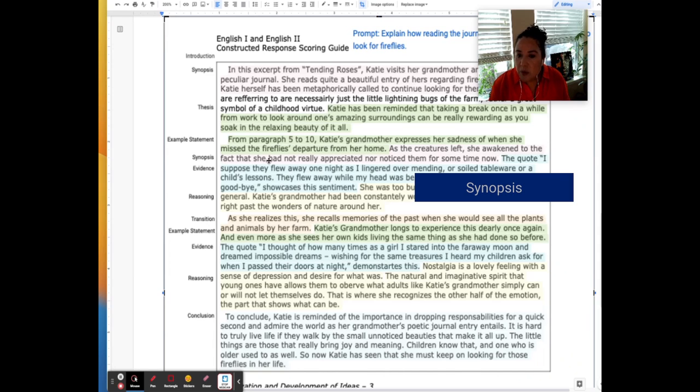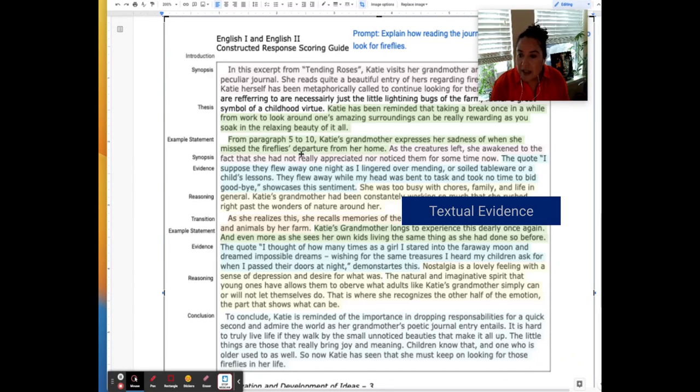We thought this was some more synopsis. It's kind of moving the narrative forward and giving you a little summary of what's happening before the student moves into her explicit textual evidence. And you see that in blue. The quote, I suppose they flew away one night as I lingered over mending or soiled tableware or a child's lessons. They flew away while my head was bent to task and took no time to bid goodbye, showcases this sentiment. So, right, some evidence that supports this example or this claim in this body paragraph.